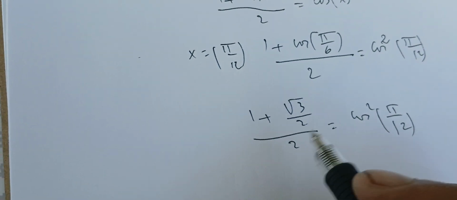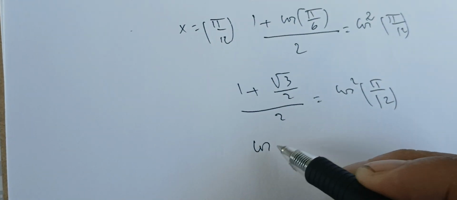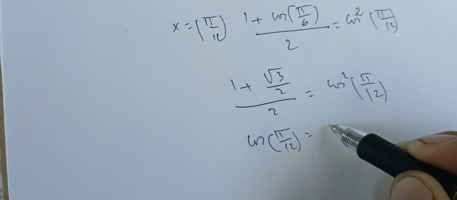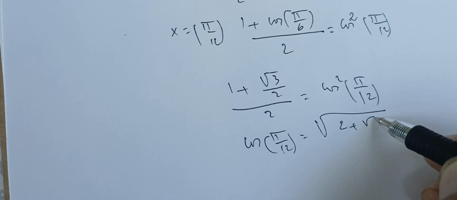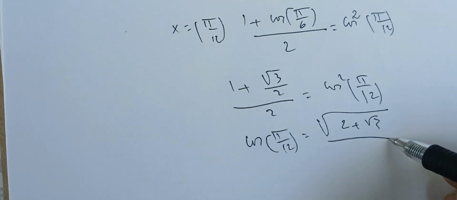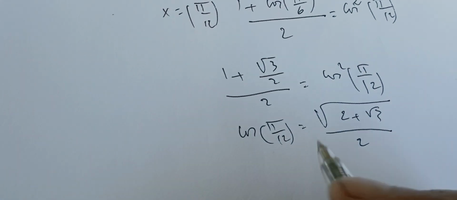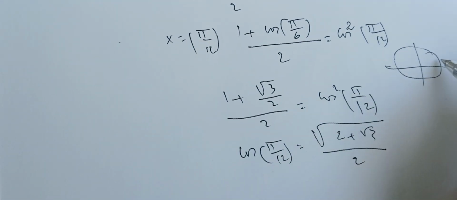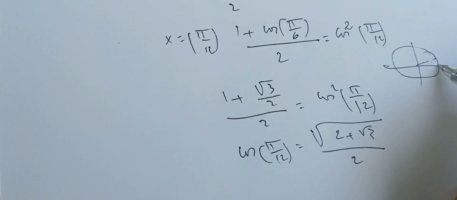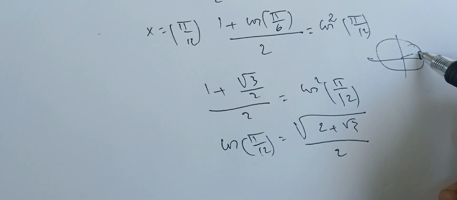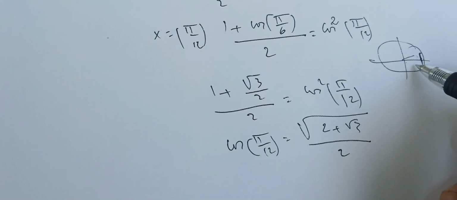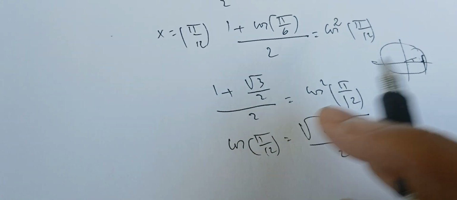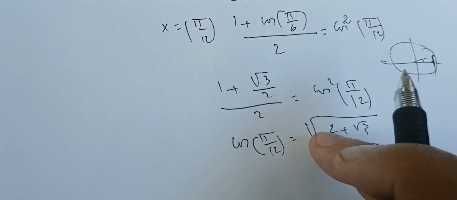We need to simplify, and we get that the cosine of pi over 12 is just the square root of 2 plus square root of 3 over 2. Simple algebra. And why did we take only the positive part? Because we see here pi over 12 is here, and the cosine in this case is positive. That's why we took only the positive part. The angle is pi over 12, and the cosine is positive here. This is the condition that lets us take the positive part.